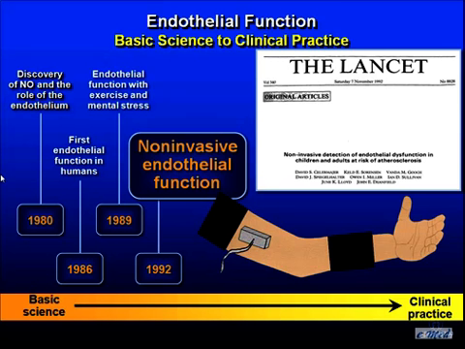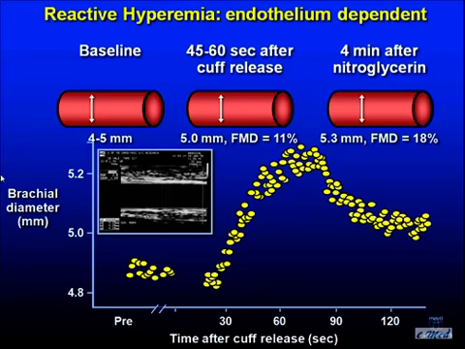And later on in 1992, David Celermajer, when he was in John Deanfield's lab in the UK, tried to do the non-invasive assessment of endothelial function by creating reactive hyperemia and measuring it by ultrasound. The way they did that, you can see here there is a baseline diameter, then you stop the flow by inflation of a cuff, and then you have this response called reactive hyperemia, measured by ultrasound. This response is a measure of normal endothelial function. So if you have normal endothelial function, you're going to have this peak of reactive hyperemia.